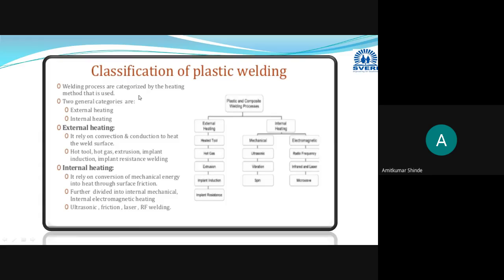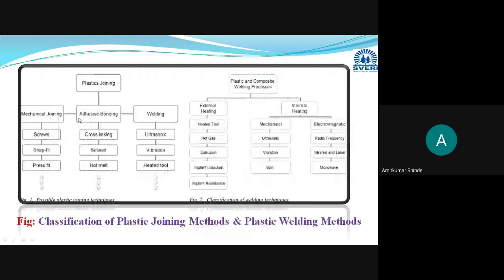Okay, in this way, depending on the medium through which we are providing the heat, these welding methods used for plastic materials are classified into two categories: welding methods in which external heating is done, and welding methods in which internal heating is done. Okay, you can go for this chart.